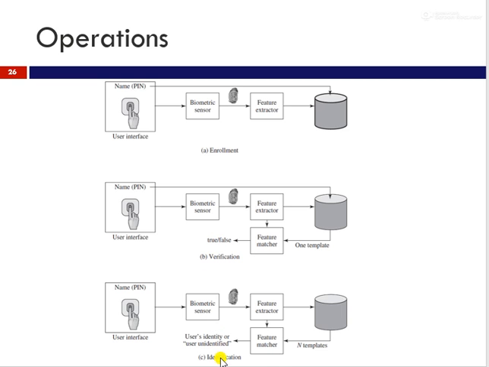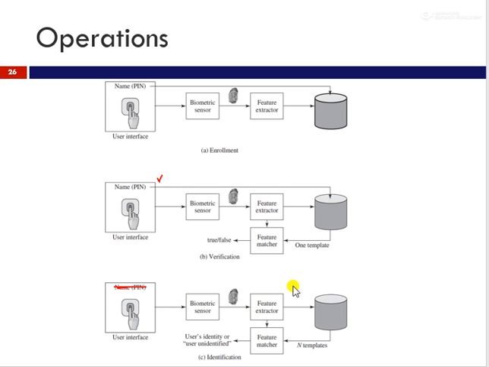In the case of identification, it is 1-to-n matching. Now how is it 1-to-n matching? The user is not providing a name or PIN. Like here the name is provided, but here the name is not there; only the user provides his biometric data, which is read through the biometric sensor and sent to the feature extractor.